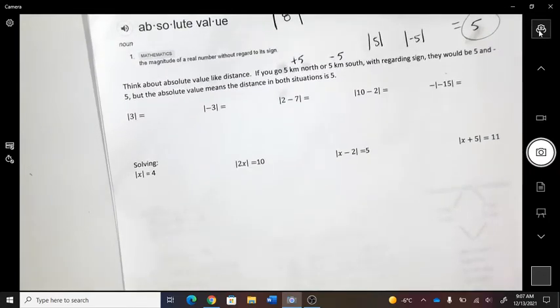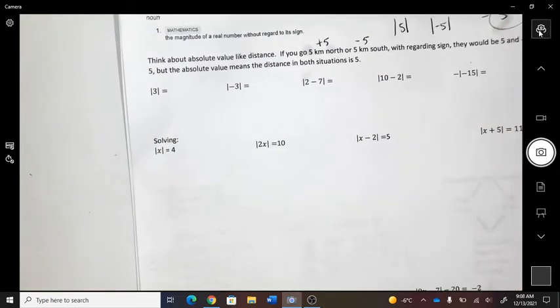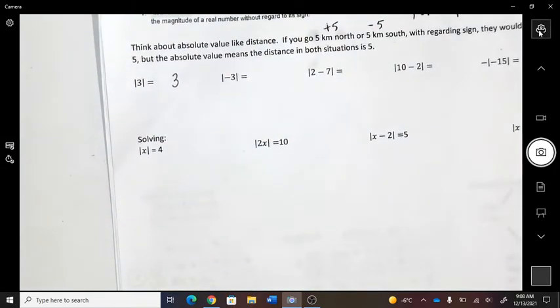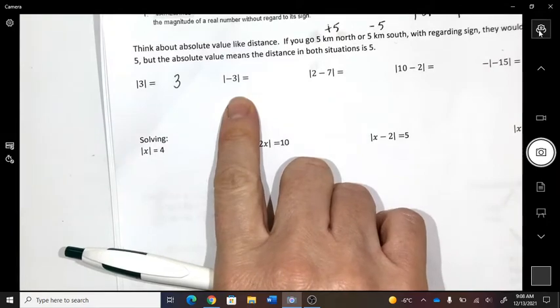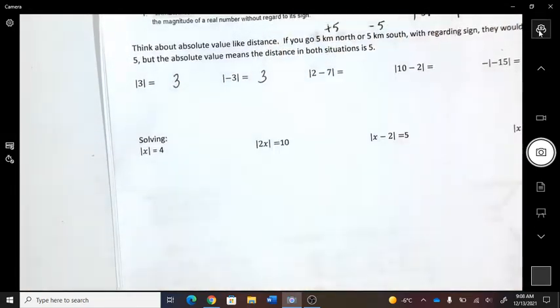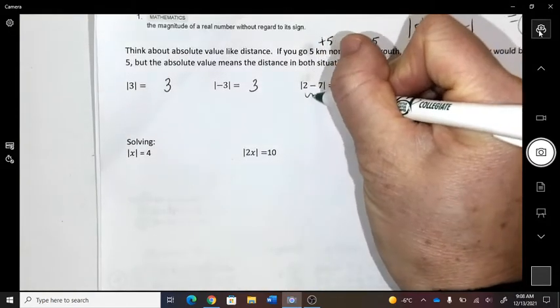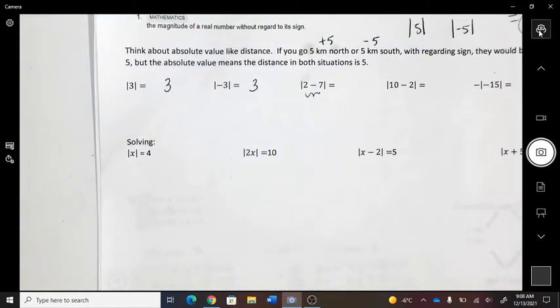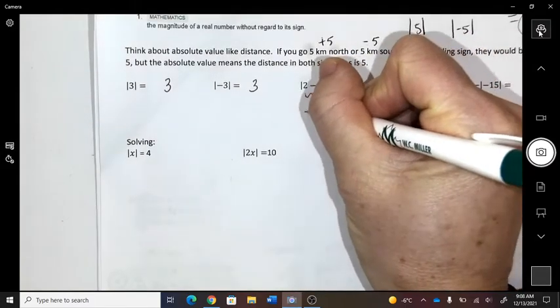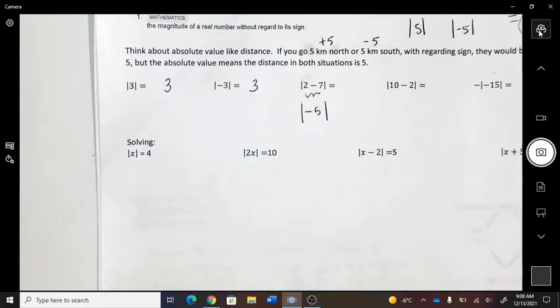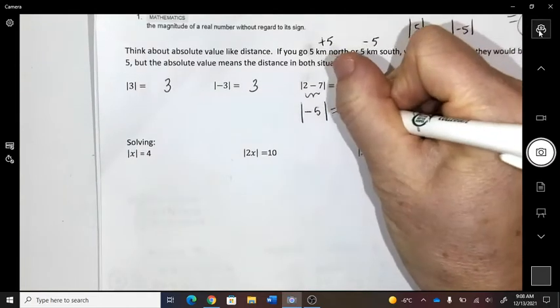Okay, so the absolute value of 3 is 3. The absolute value of -3 is 3. Okay, next, I have to treat this like brackets, so I have to do inside the brackets first. So what is 2 subtract 7? -5. What's the absolute value of -5? 5.